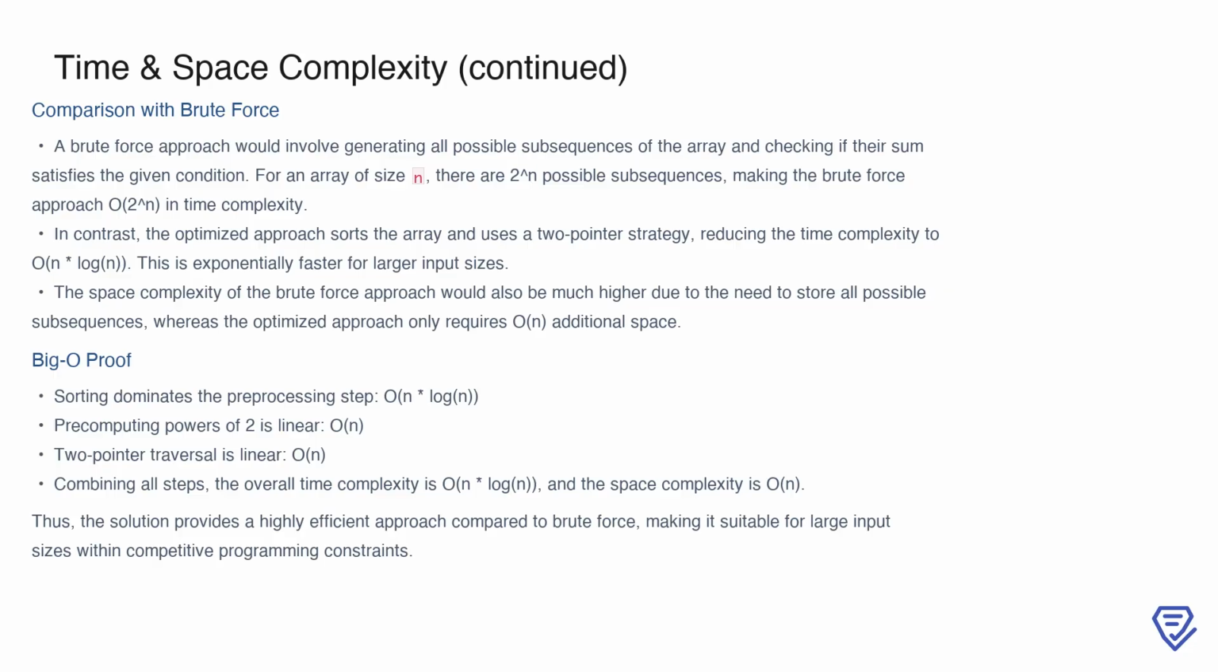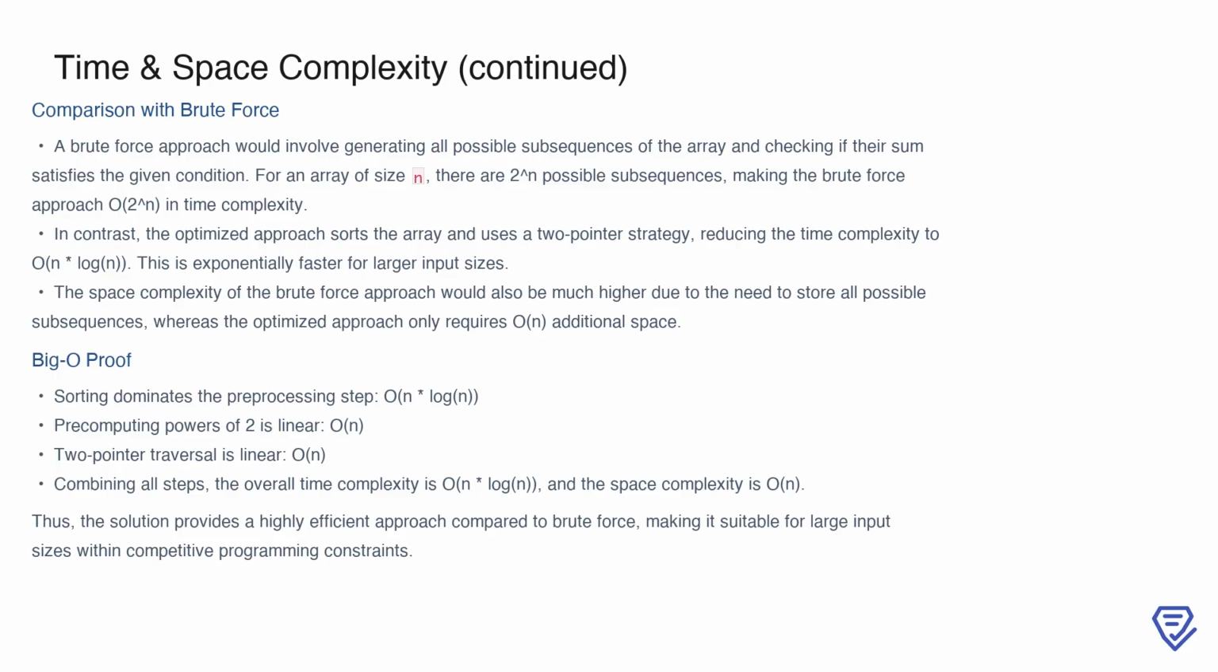In contrast, our optimized approach reduces the complexity dramatically by sorting the array and using a two-pointer technique, achieving O(n log n) time complexity. This is exponentially faster as n increases. Additionally, the brute force approach would require substantial space to store all subsequences, while our optimized solution only requires O(n) space for the input array and auxiliary computations. By breaking down the steps, we see that the sorting step dominates at O(n log n), with linear contributions from pre-computing powers and the two-pointer traversal.